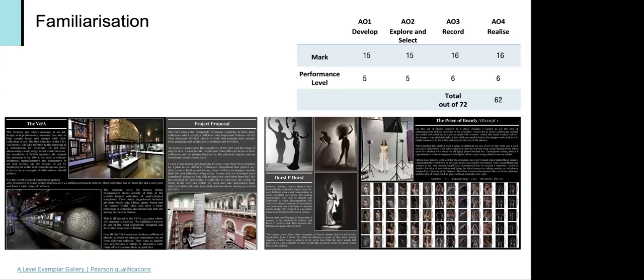We just want to remind you of the levels. So the mark that Vicky achieved was 15, 15, 16, 16. So she was working in performance level 5 for AO1 and 2, and in performance level 6 for AO3 and 4. And she had a total mark of 62 out of 72.